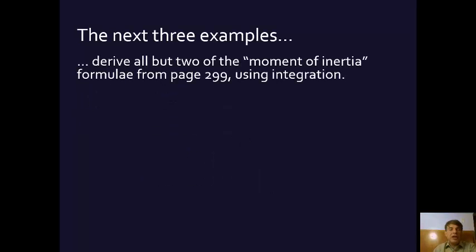So then what the next three examples do in this last section of the chapter is it derives all but two of the moment of inertia formulae that are on page 299 in Young and Freedman's 12th edition using integration. But I don't want to bore you with those. Email me if you want an explanation. And there you have this chapter, Chapter 9, on angular velocity, acceleration, kinetic energy, and so forth.